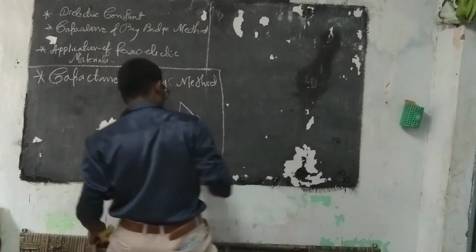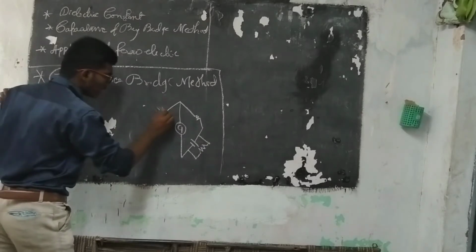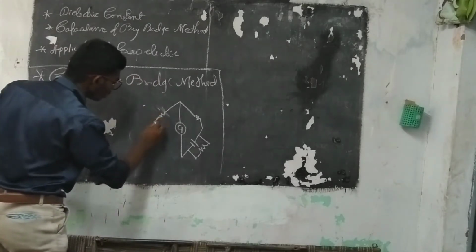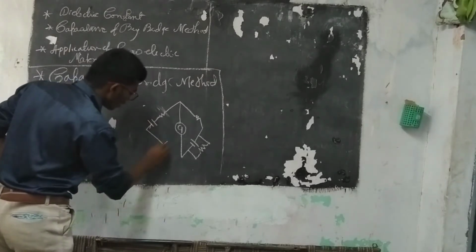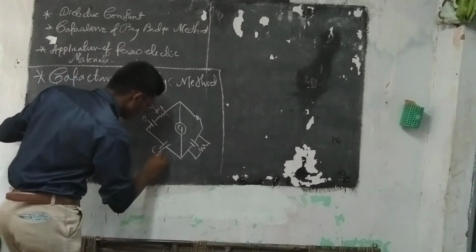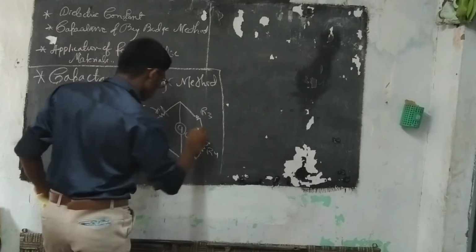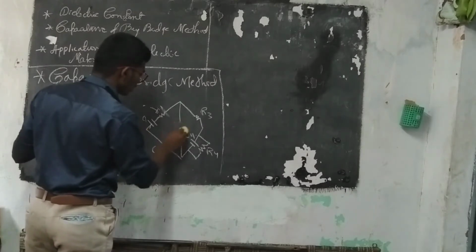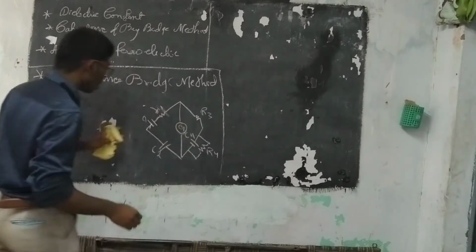Here both are connected. First we have a resistor for this and a capacitor for this. That's all. Now let's name it: R1, C1, C2, R3, R4 and C4. This is G.